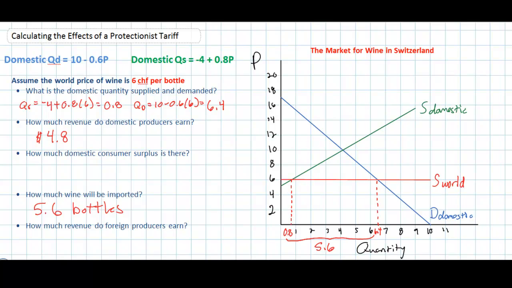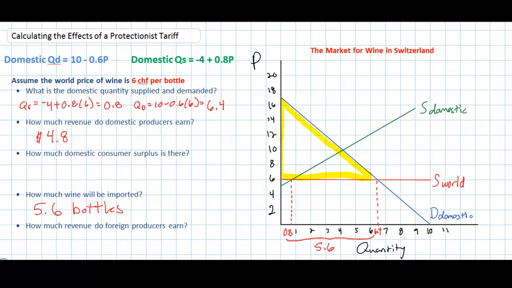How much domestic consumer surplus is there? You'll recall from earlier lessons in this course that the consumer surplus is the area beneath the demand curve and above the equilibrium price. And at a price of $6, the domestic consumer surplus is going to be the triangle that I outlined in yellow here.